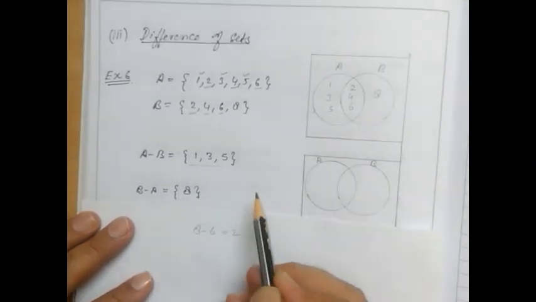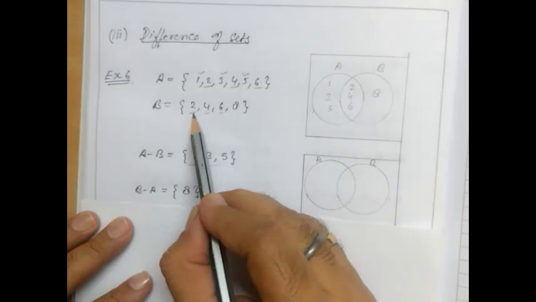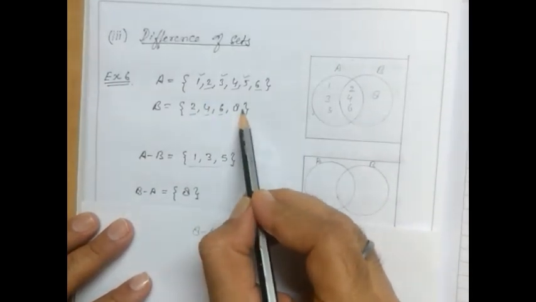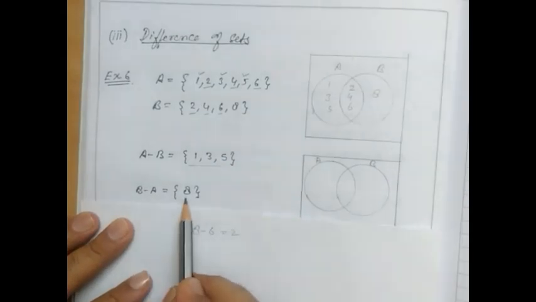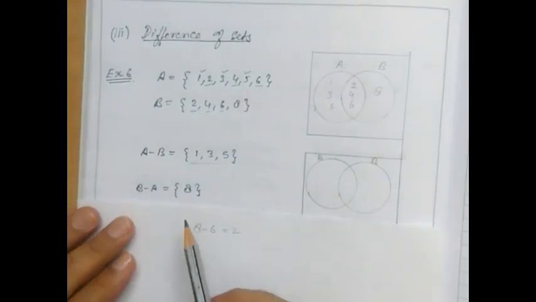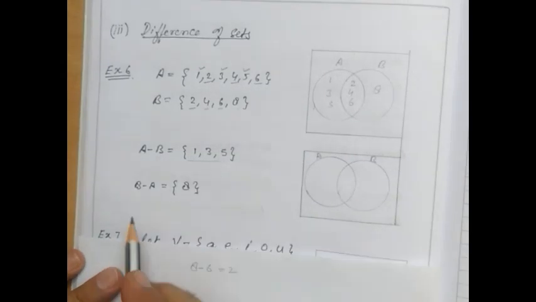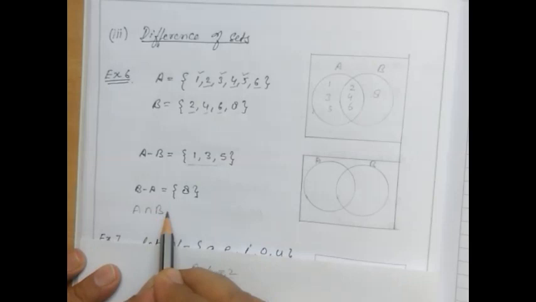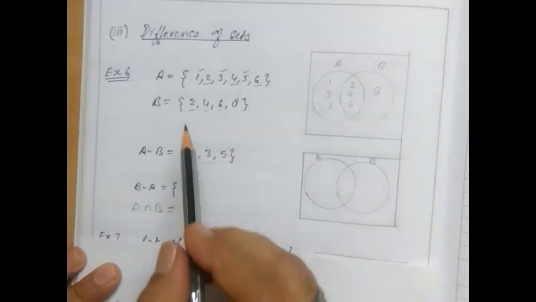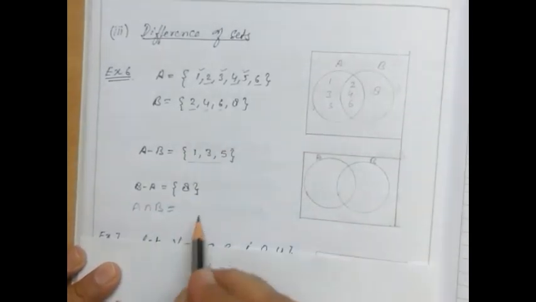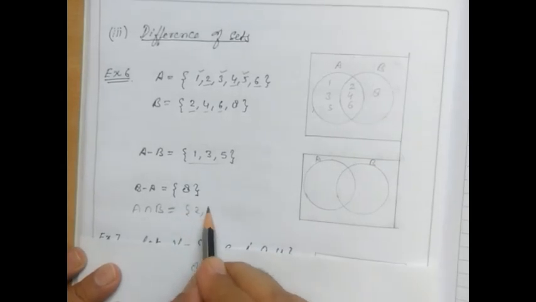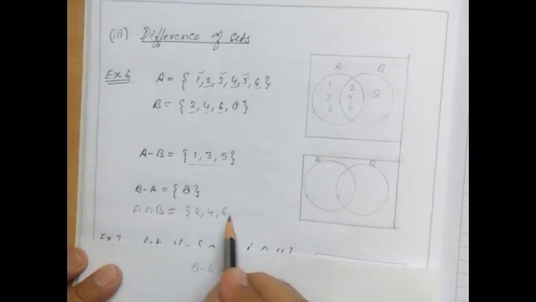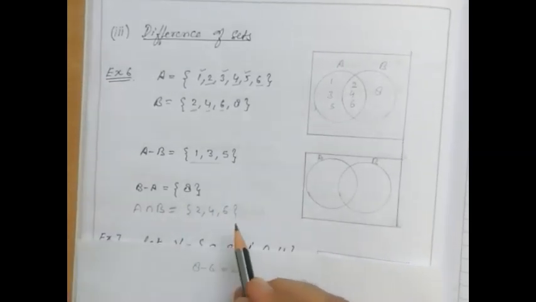When we say B minus A, we are removing all those elements from B which are present in A. We see that 2, 4, 6 are present in A, 8 is not present in A, so we write B minus A as 8. Clear? Now one more thing, A intersection B will be 2, 4, 6.